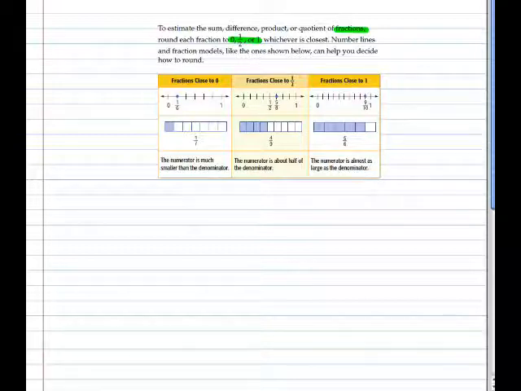The guidelines: if the numerator is much smaller than the denominator, as it is in the fraction 1/6, we would round that to 0. If the numerator is about half of the denominator, in this example 5/8, half of 8 is 4, so in this case 5/8 would round to 1/2. The third guideline is the numerator is almost as large as the denominator. In this case 9/10, 9 is almost as big as 10, so we would round 9/10 to 1.